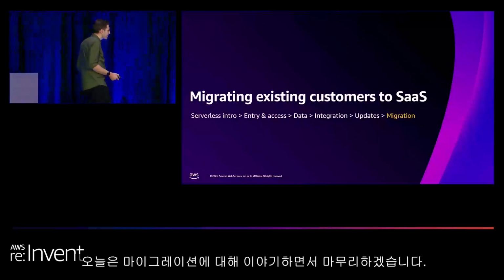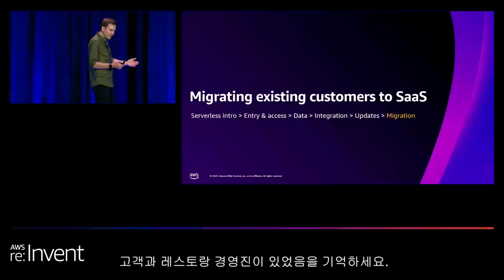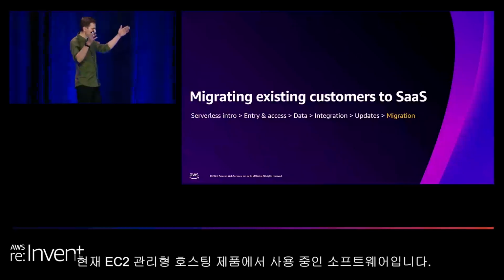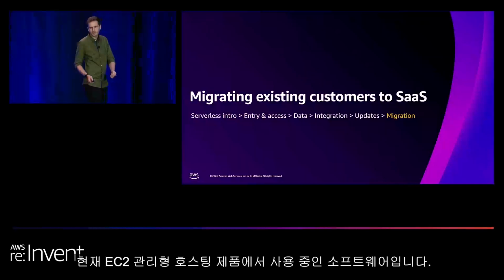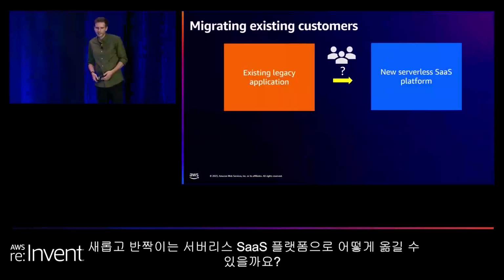So let's finish up today by talking about migration. Remember, we had those customers and restaurant management software currently on the EC2 managed hosted offering. How do we get them to our new shiny serverless SaaS platform?